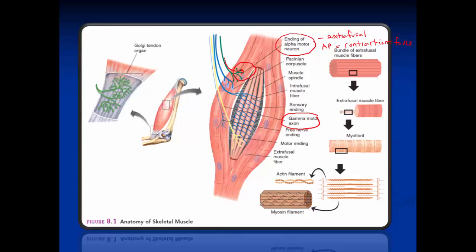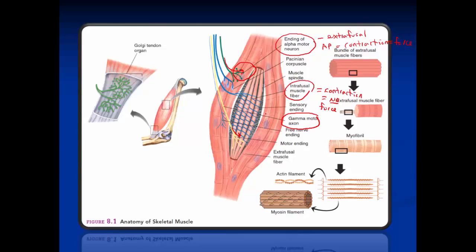With the gamma motor neurons, this is going to send action potentials down to the intrafusal muscle fibers. It will cause them to contract. But as I said before, even though these contract, contraction equals no force. What it does is alter sensitivity to stretch. And I'll talk about how that works in a minute.